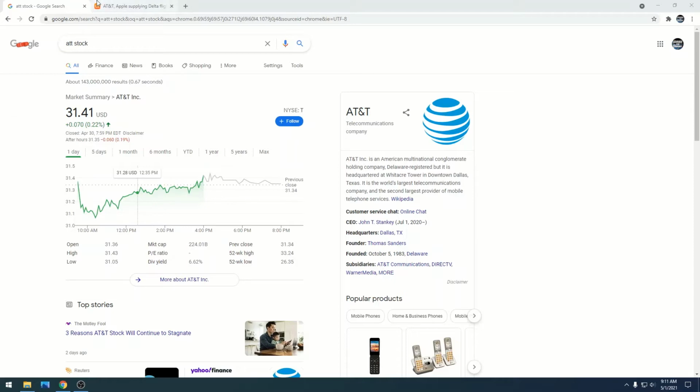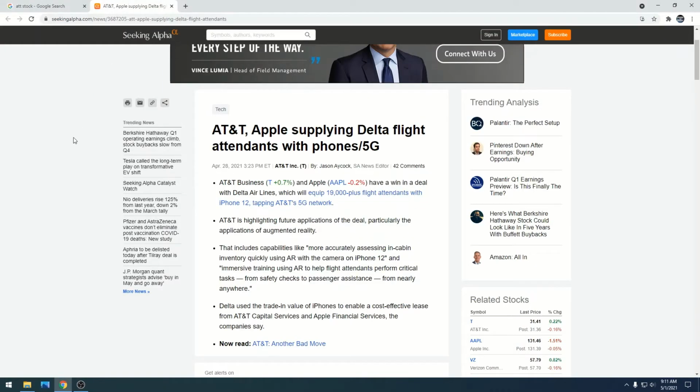So we got some good news. AT&T just scored a deal. Any deal is a good deal, and I think this is just the beginning of many deals that are to come for AT&T. So AT&T and Apple are supplying Delta flight attendants with phones and 5G service.